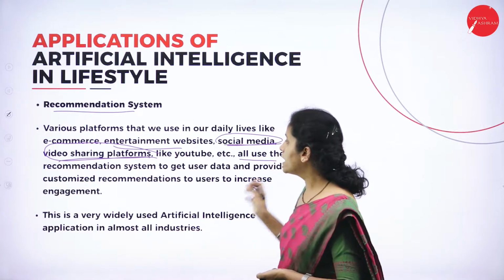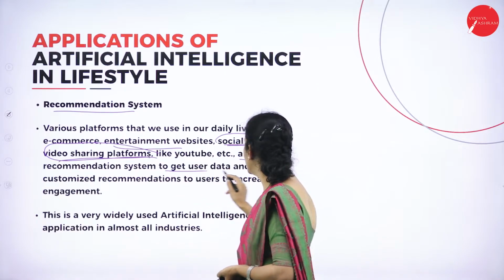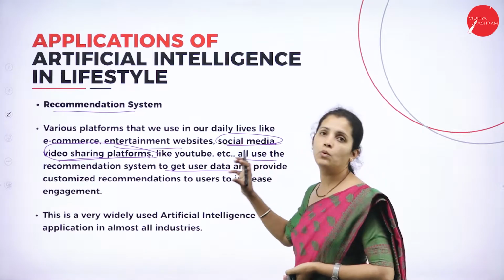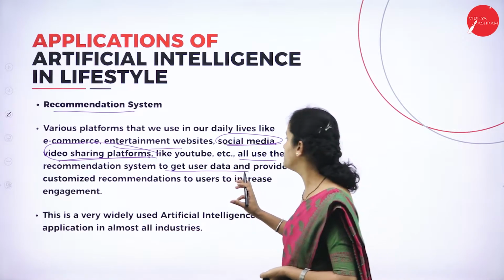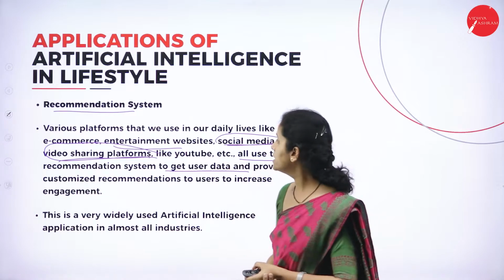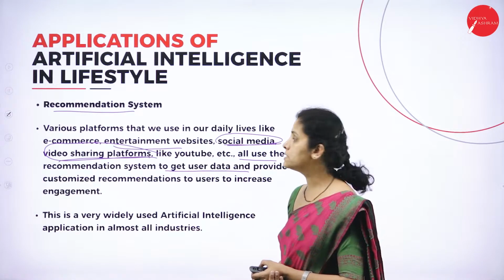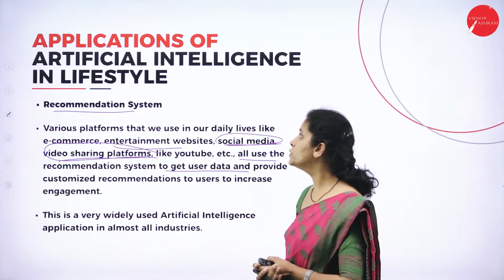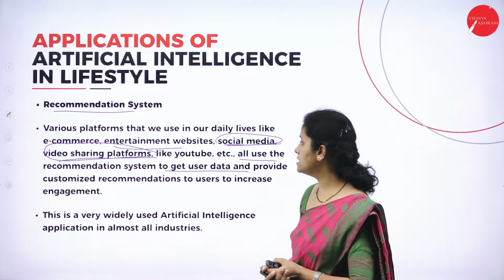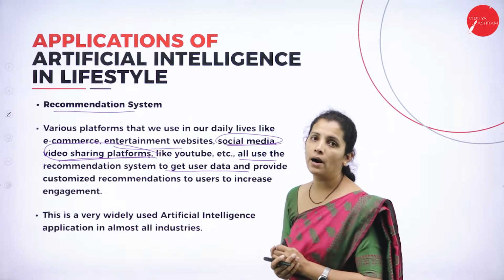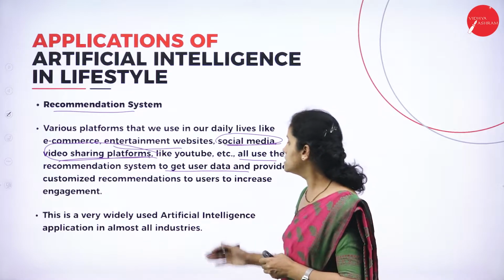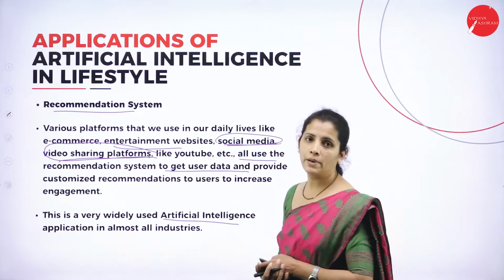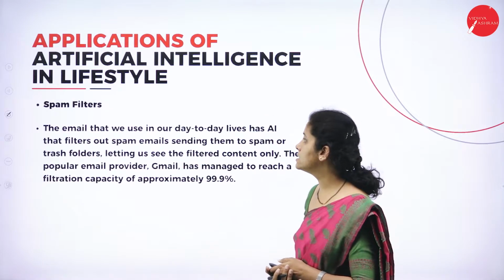All use the recommendation system to get user data. That means to get the user data, they are going to use a recommendation system. And so dear student, here all the social media websites or entertainment websites or e-commerce websites are going to use artificial intelligence to give recommendations. And these are the most commonly used artificial intelligence applications in most of the industry.